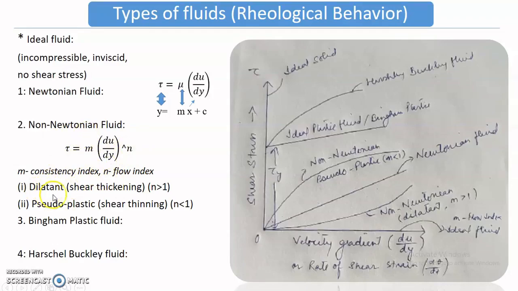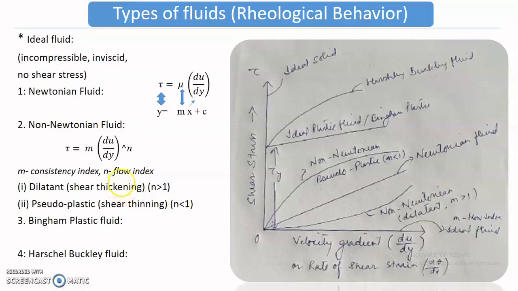First one is dilatant, or shear thickening, in which n, the flow index, is greater than 1. Another one is pseudoplastic, or shear thinning, in which n is less than 1. So why is the naming so? Let's see. Dilatant or shear thickening: shear thickening means when we apply a shear force to the fluid, the viscosity increases.